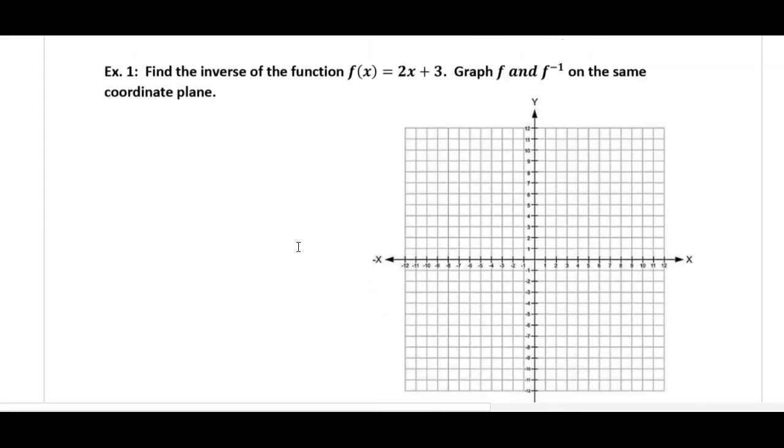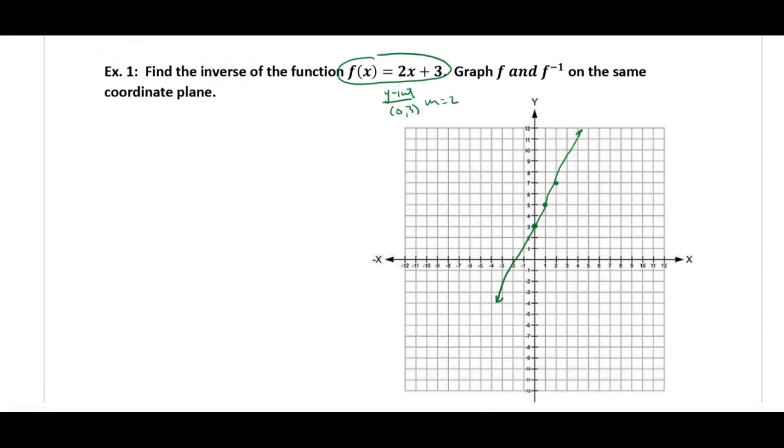Now, the first example here: find the inverse of this function, and then they want us to graph both. Let's go ahead and graph this though. If I remember, the y-intercept of this is (0, 3) and my slope is 2. So if I go to (0, 3), now I'm going to go up 2 over 1, up 2 over 1, and right then and there I can graph the line, okay?